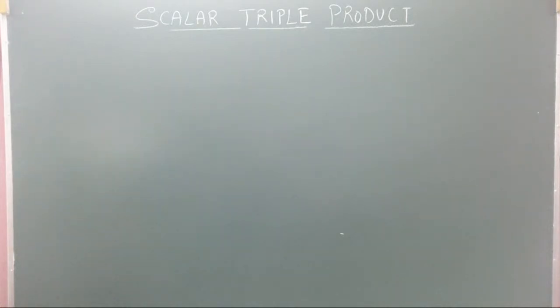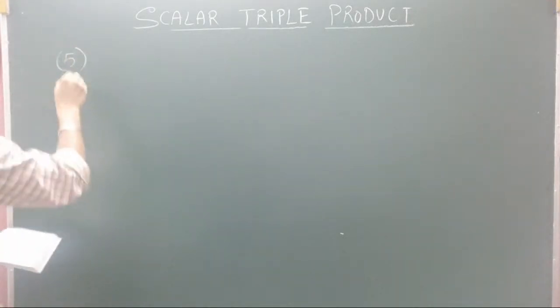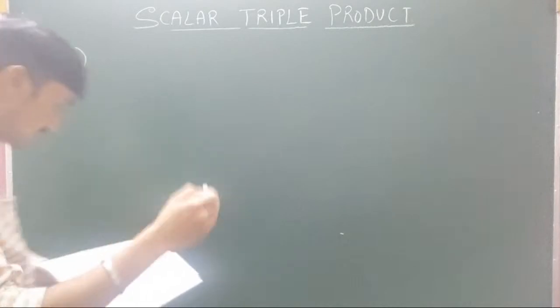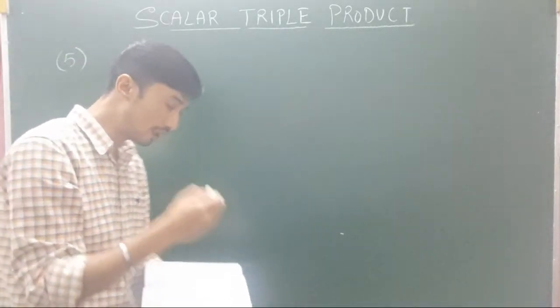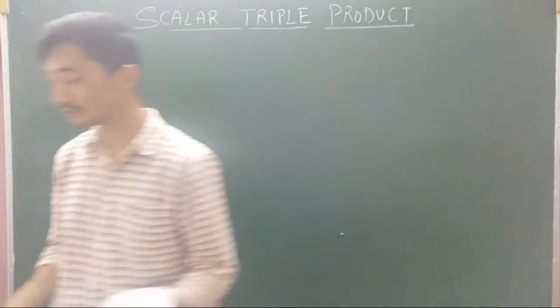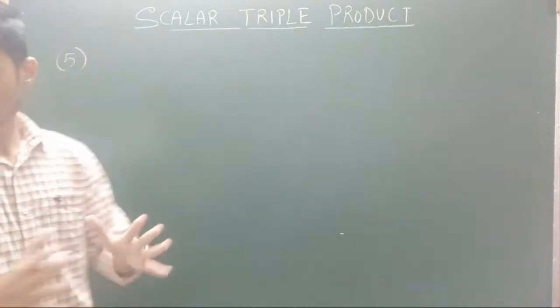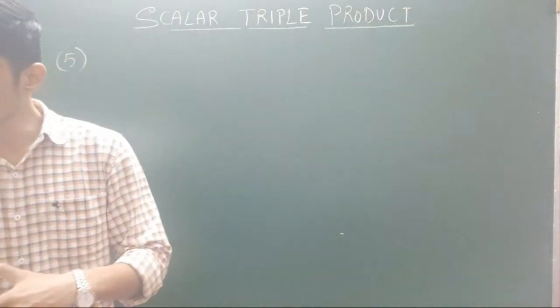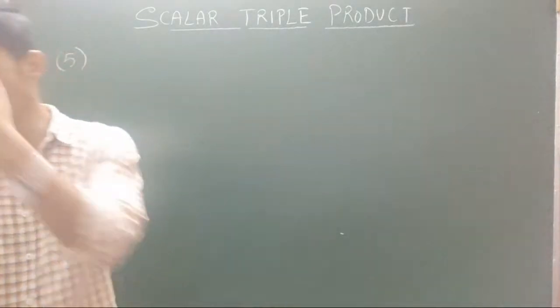Alright, number 5. Show that the 4 points with position vectors are coplanar. Be careful with this. There are 4 points. You have to show that the 4 points with position vectors, not vectors, position vectors, are coplanar.